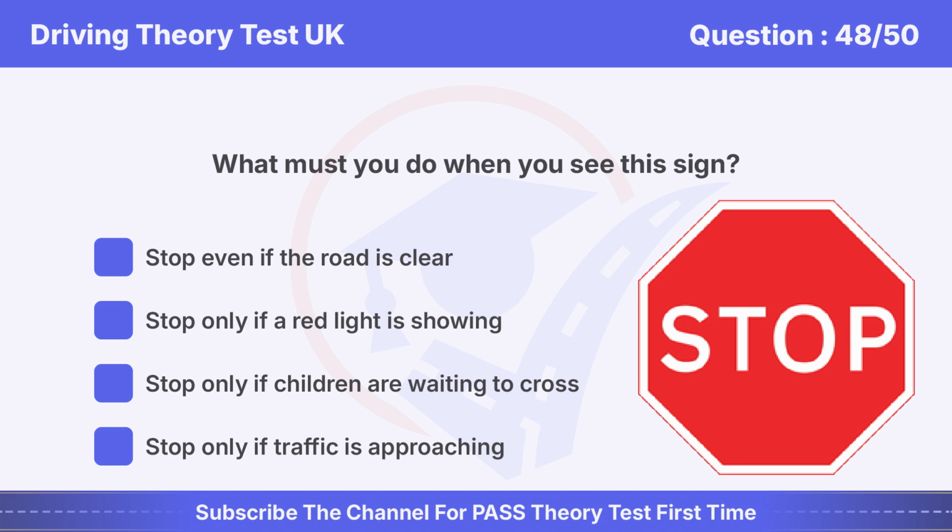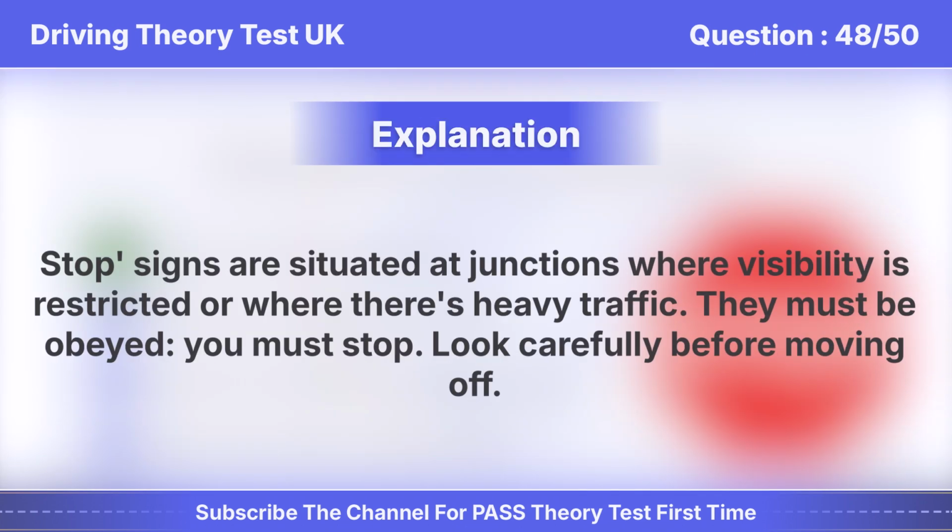Question 48. What must you do when you see this sign? Answer is A. Stop even if the road is clear. Stop signs are situated at junctions where visibility is restricted or where there's heavy traffic. They must be obeyed. You must stop. Look carefully before moving off.